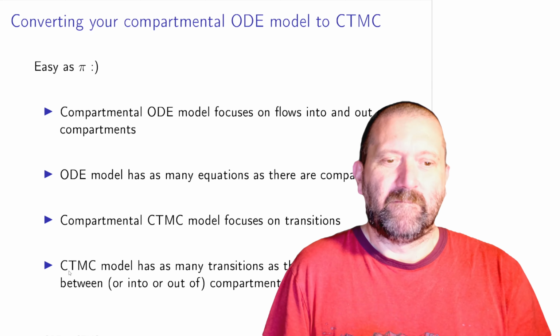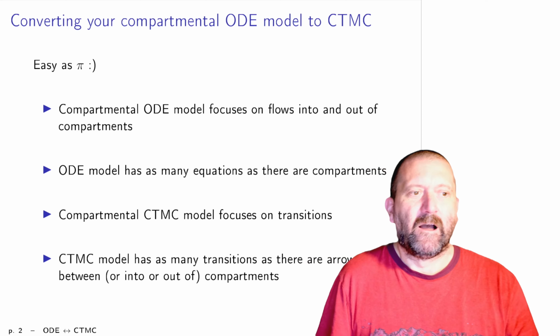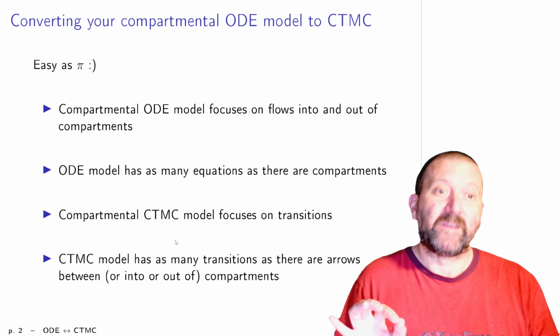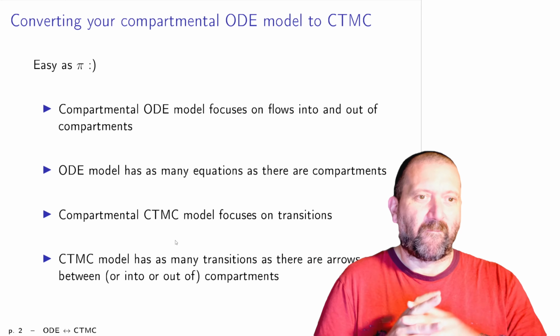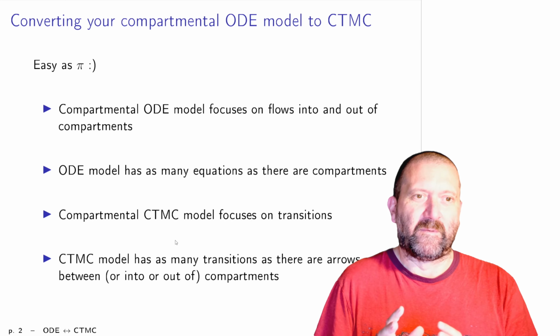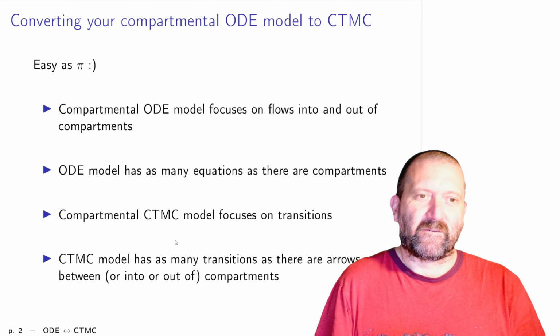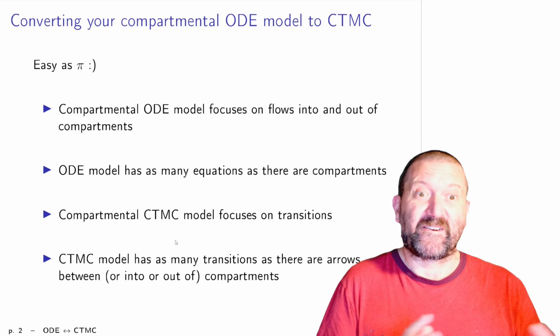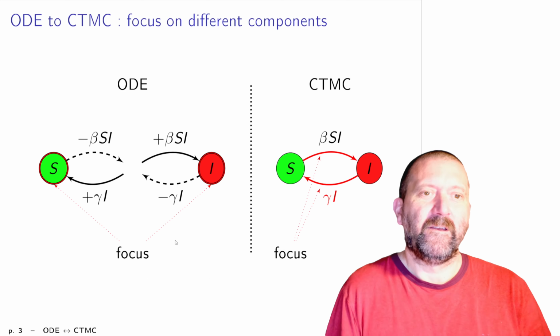So the main idea is that an ODE to start with focuses on the flows in and out of compartments, whereas a continuous time Markov chain focuses on the transitions between compartments. Okay, so let me illustrate this.